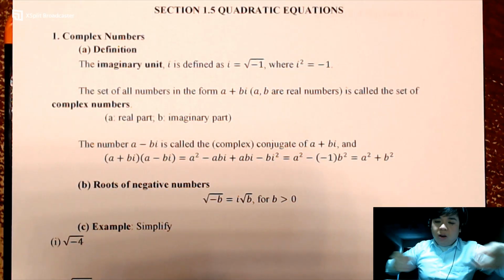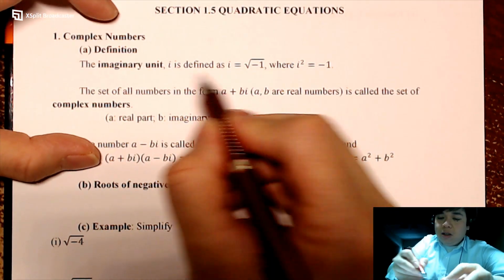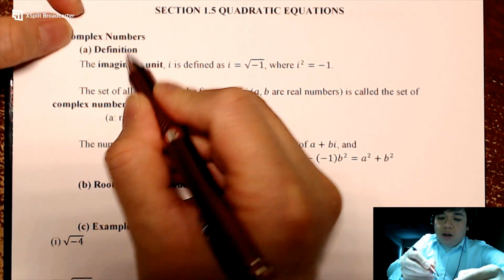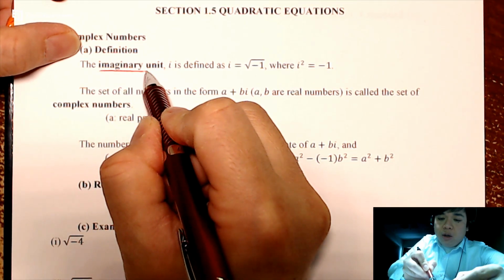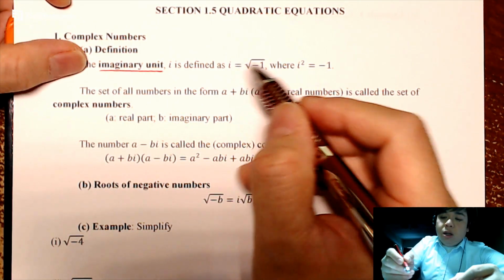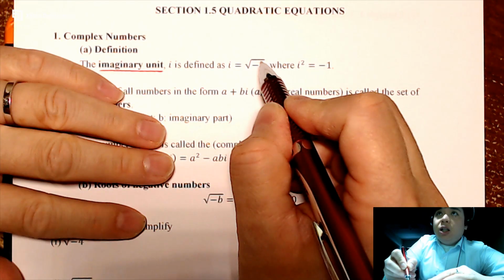Complex number, we define it. Before we define complex number, we have the imaginary unit, and that is the square root of -1.